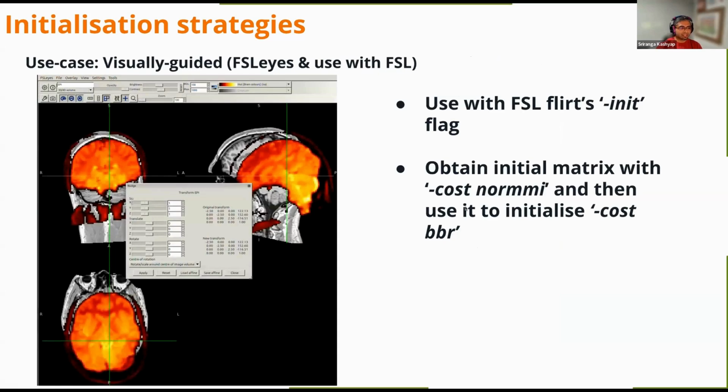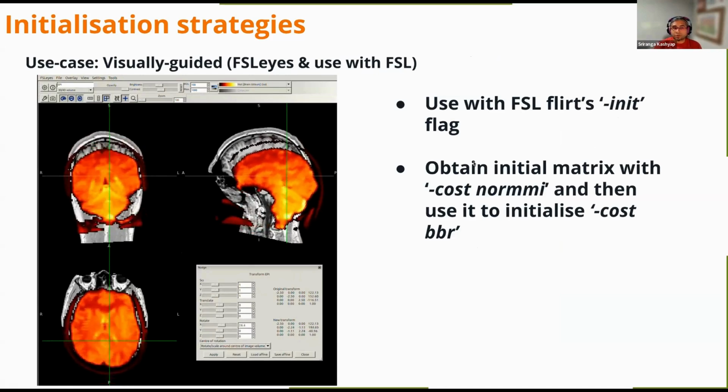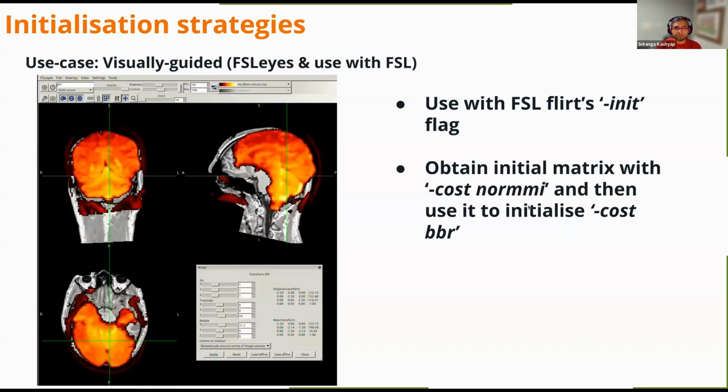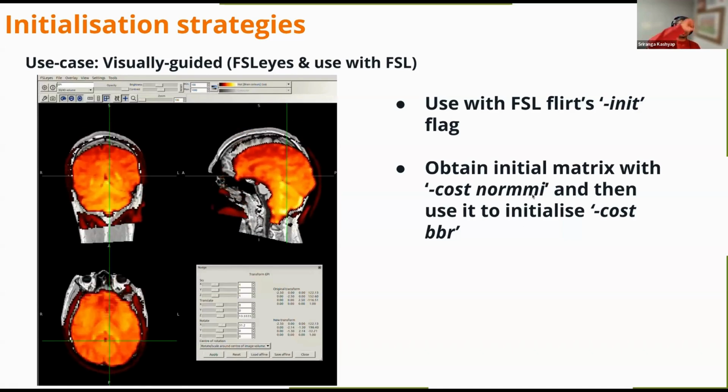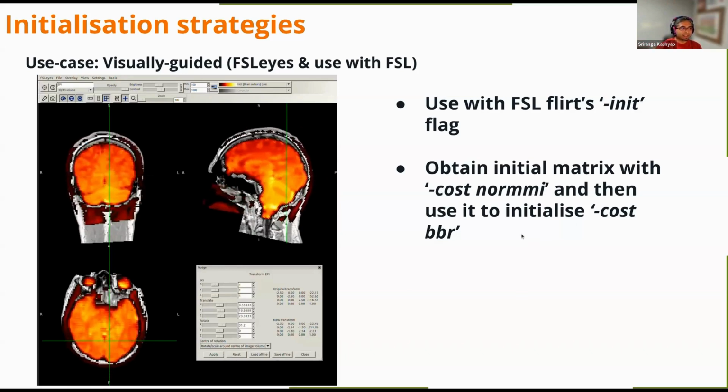It gives you this little window, and you can manually move things around. You can save this and use it with FLIRT's -init flag. Init is for initializing your transform. This time you have a custom one. You could also do something like obtaining an initial matrix with cost normalized mutual information, and then use that to initialize a BBR transform. Often it helps you save a lot of time in having these algorithms figure it out.